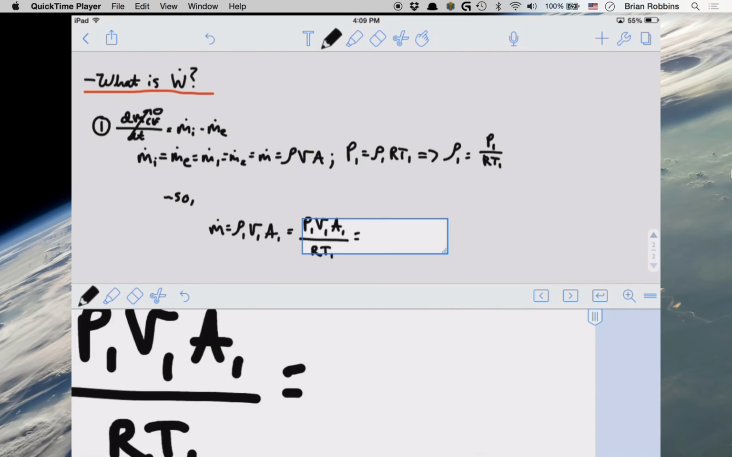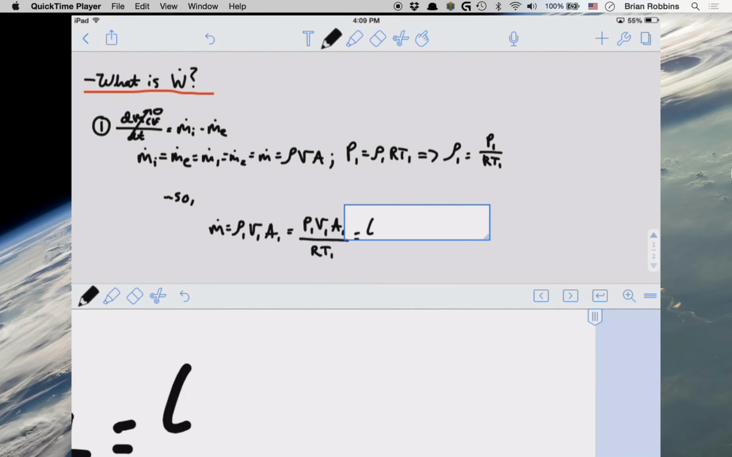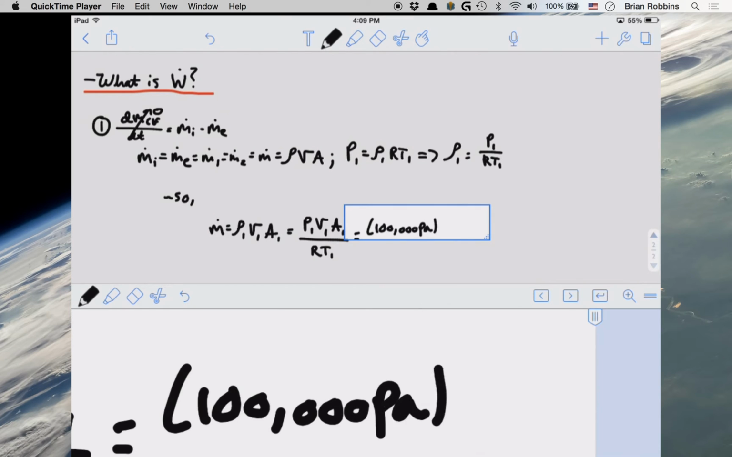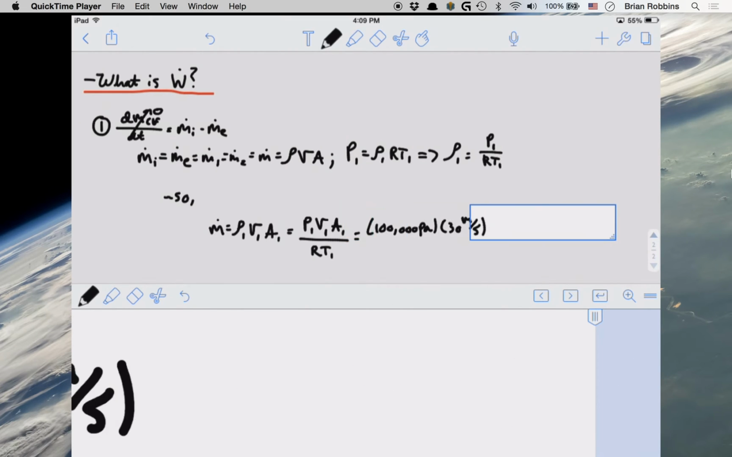So let's go ahead and plug in all of our knowns. So we have our pressure, we have our velocity, we have our area.